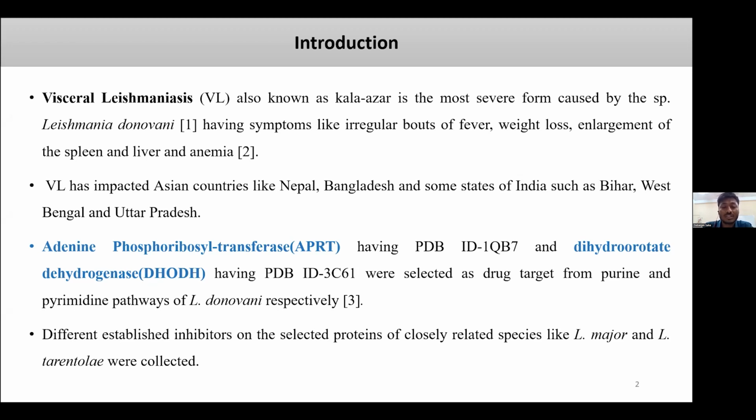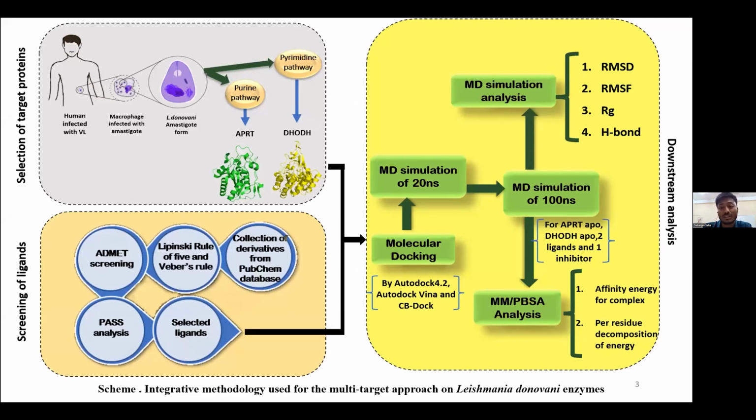The two proteins which have been selected for our work are adenine phosphoribosyltransferase, that is APRT, having PDB ID 1QB7, and the other protein, dihydroorotate dehydrogenase, from the different pathways, that is APRT from the purine pathway and DHODase from the pyrimidine pathway of Leishmania donovani. Different known inhibitors of the selected proteins have been taken from related species.